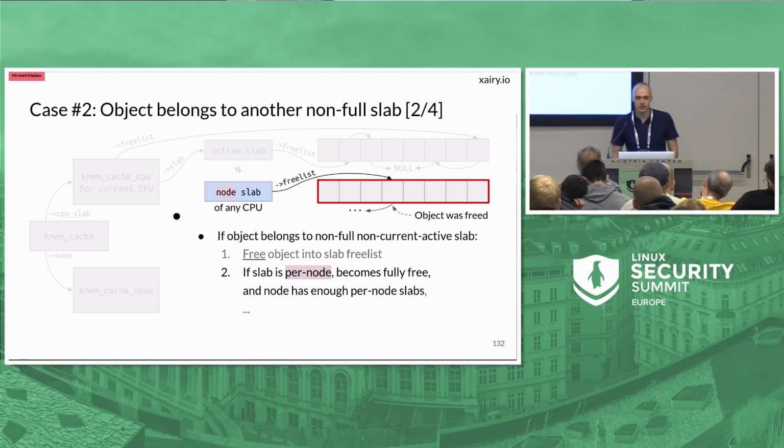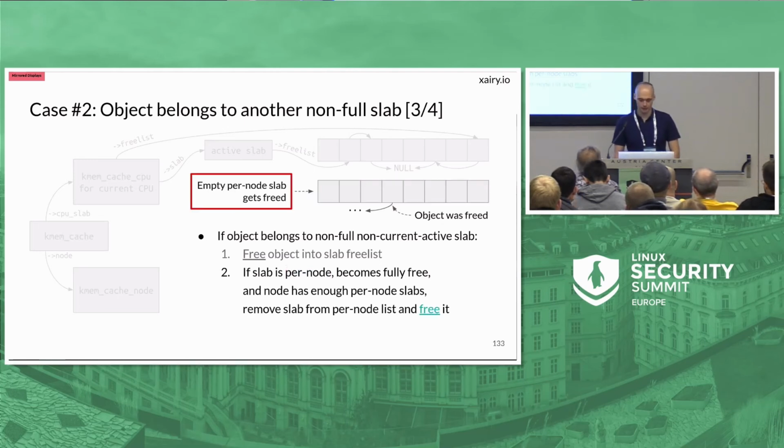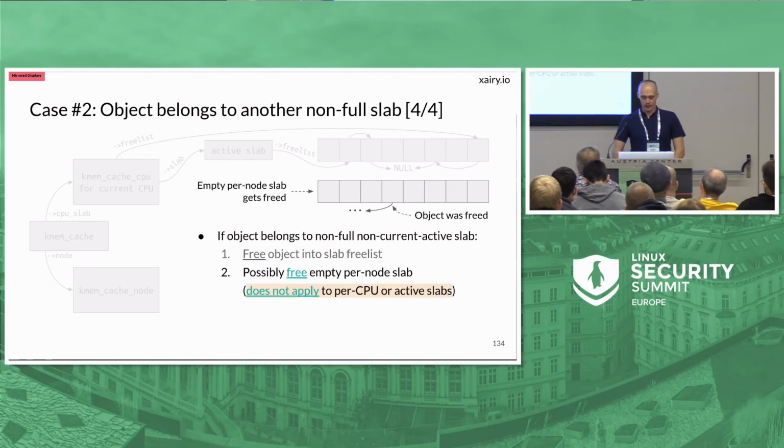And the SLUB allocator tries to maintain a certain number of per node slabs, but if it already has enough per node slabs and this slab gets free, then all of the object slots are free, then the SLUB allocator will just free it back to the page allocator because it does not need that memory anymore. So this does not apply to per CPU partial slabs, and it does not apply to active slabs. So only for per node slabs, it can be freed immediately during this case number 2 when we free a slot from a non-full slab.